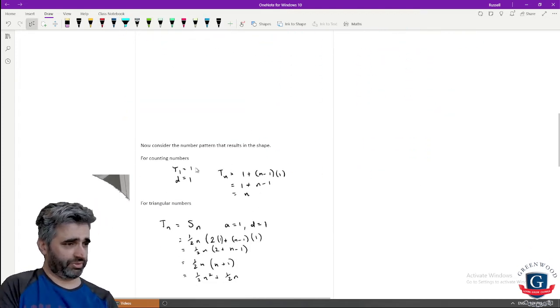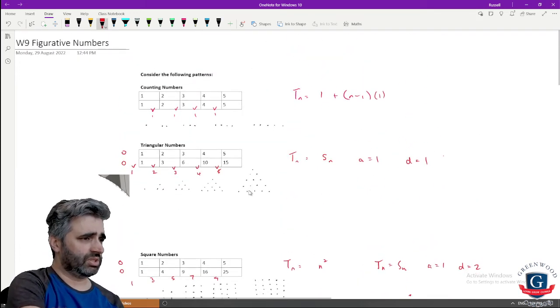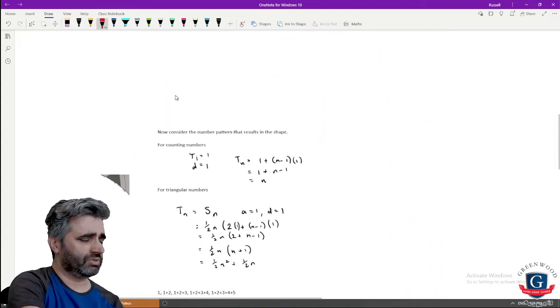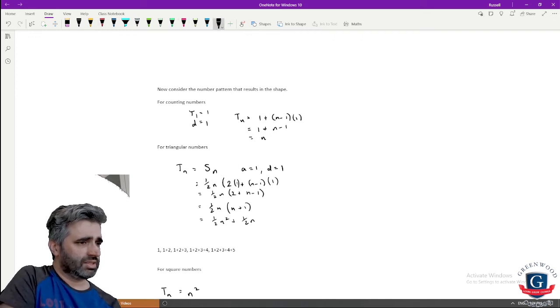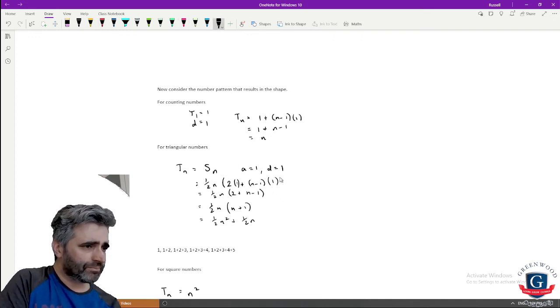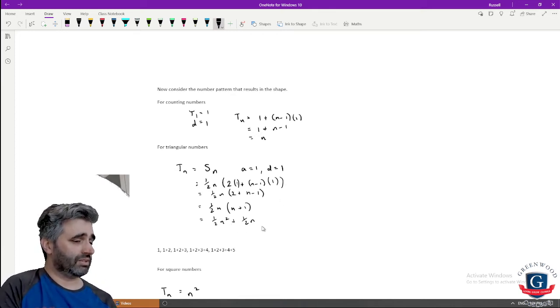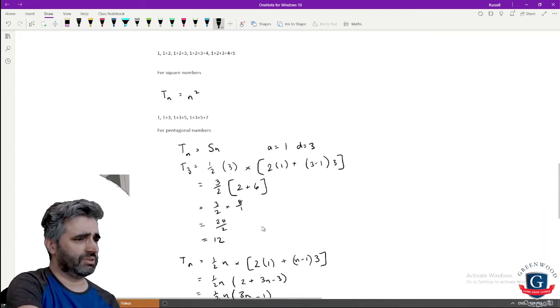So for counting numbers, we found out that T1 was 1, D was 1, Tn just equals n, and that's wholly consistent with our first set of numbers. Then if we have a look at triangular numbers, where A was 1 and D was 1, we look at the sums rather than the term. We use the formula that we had in the past. Looks like this is missing a bracket. We'll end up with half n squared plus half n. For square numbers, we know that it's going to be n squared, so I'm not going to simplify that one.